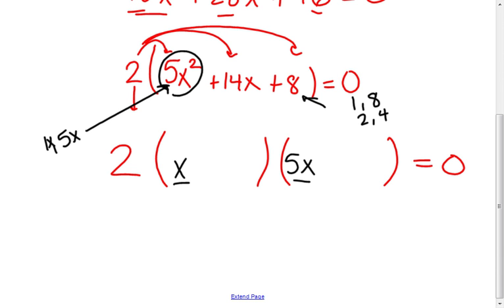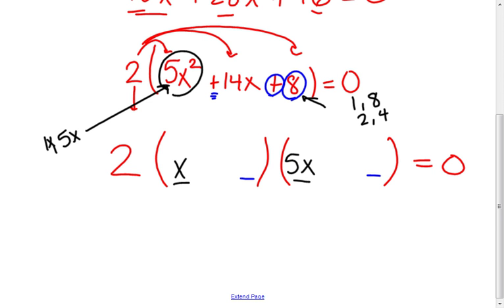Okay? My two backs, this and this, have to make this back right here. So it could be 1 and 8, 8 and 1, 2 and 4, 4 and 2. When there's a positive back there, it either could be positive, positive, or negative, negative. And I'm going to give you this hint, hint, hint.